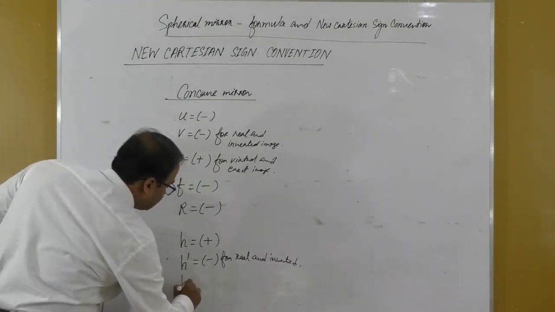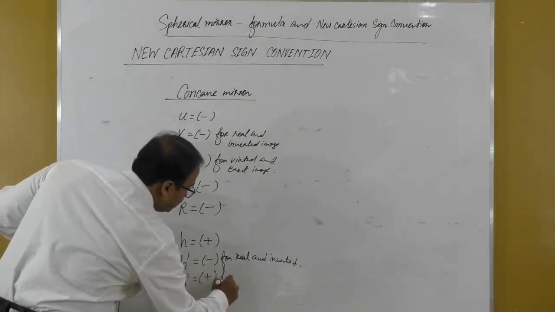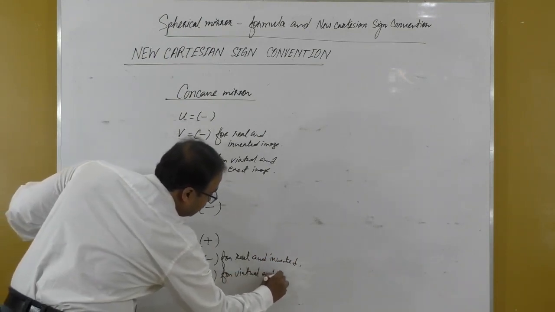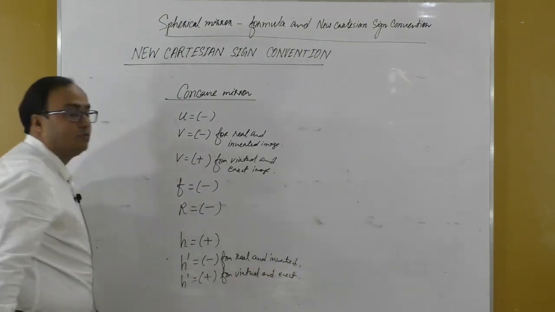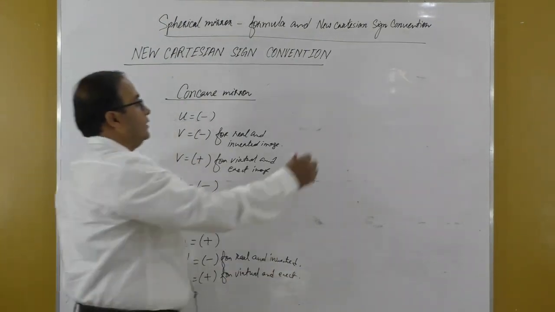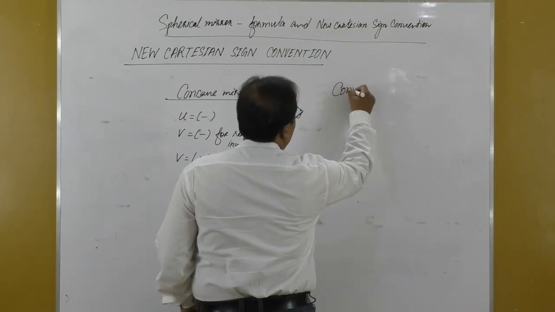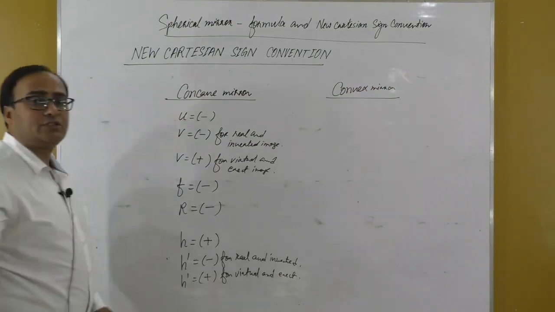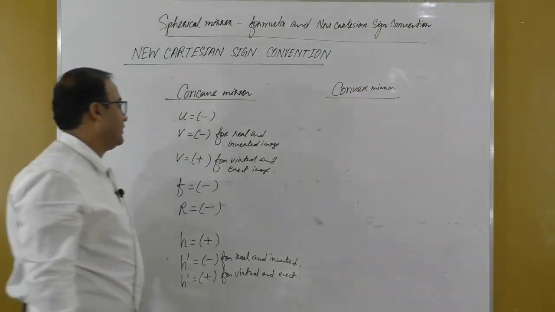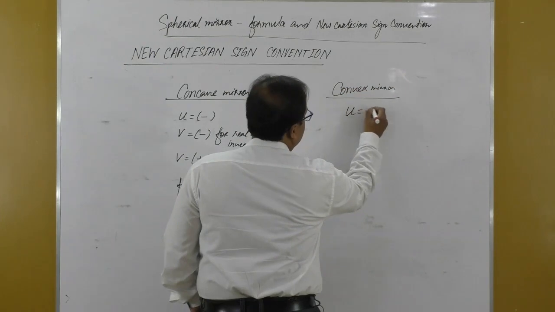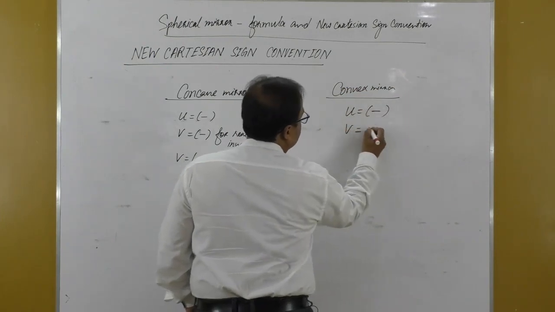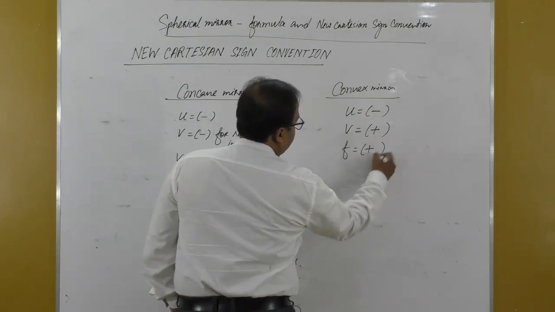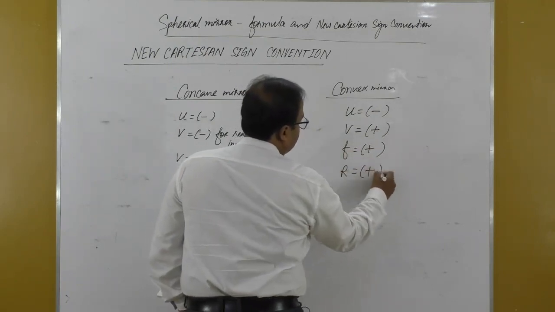And h dash will be positive for virtual and erect image. When you are solving numericals related to convex mirror, u is always negative, v is always positive, f is always positive, r is always positive.